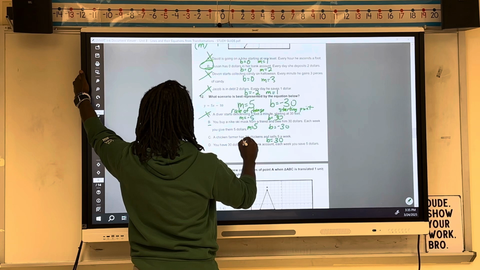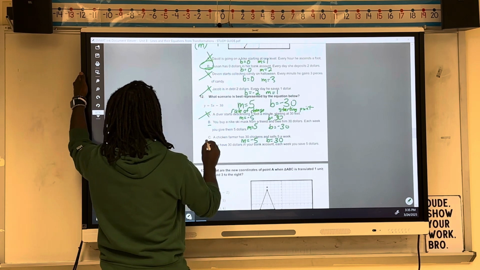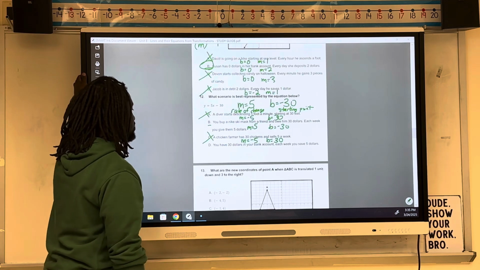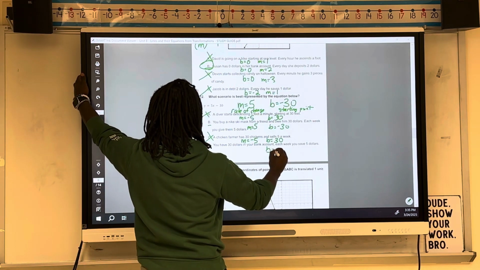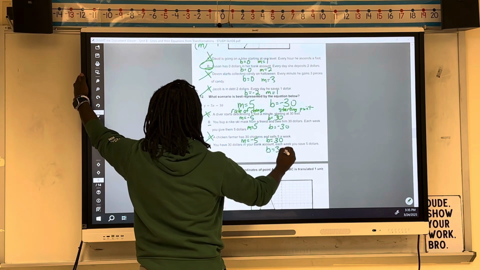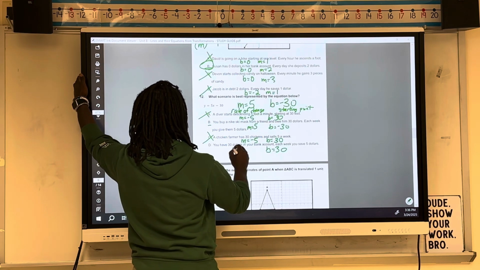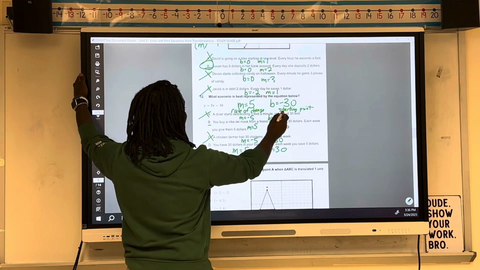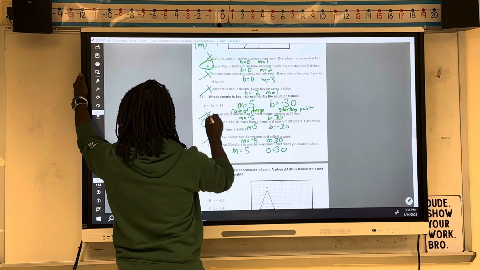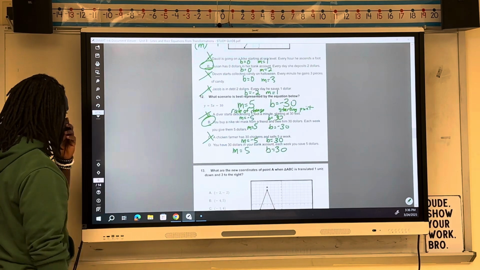And then he sells, if he's selling it, that's a negative. So I'm gonna say no. And then you have $30 again. If he's starting with $30 in the bank account, that's a positive 30. Then you save $5 each week. I need a negative 30 to start off with. So my answer is B.